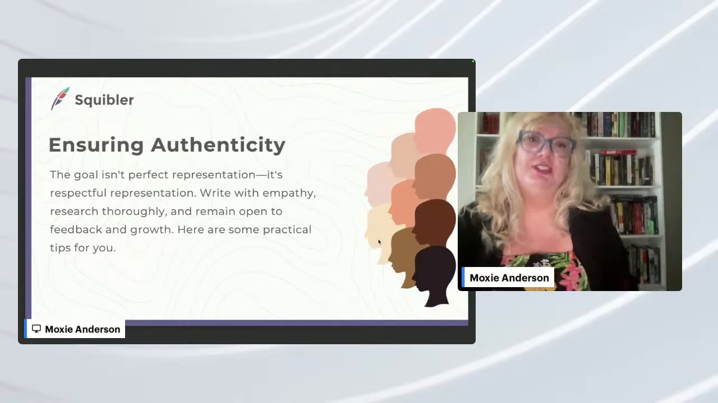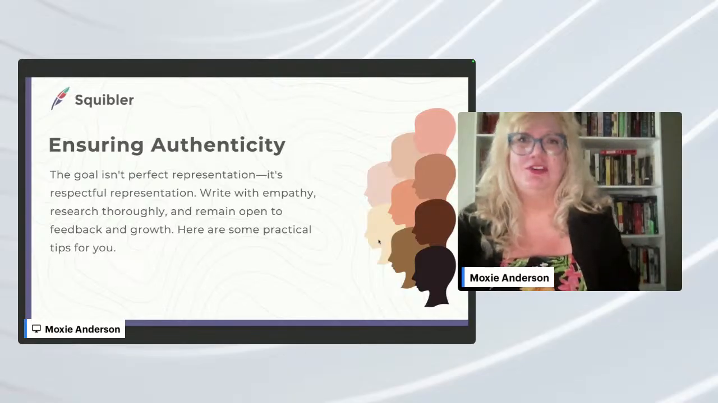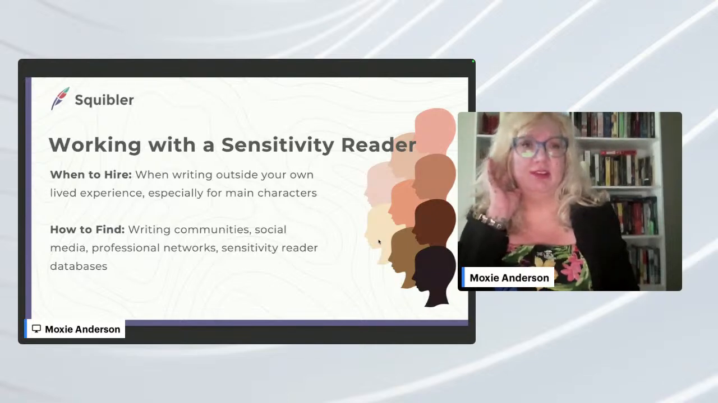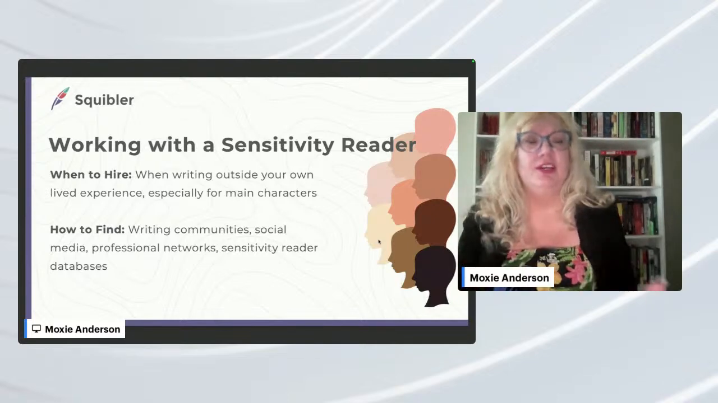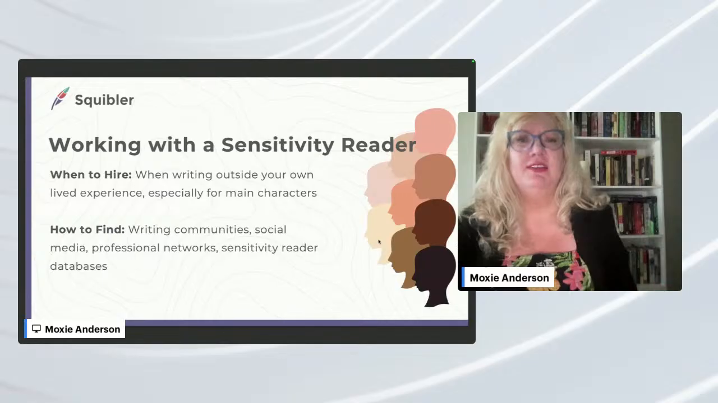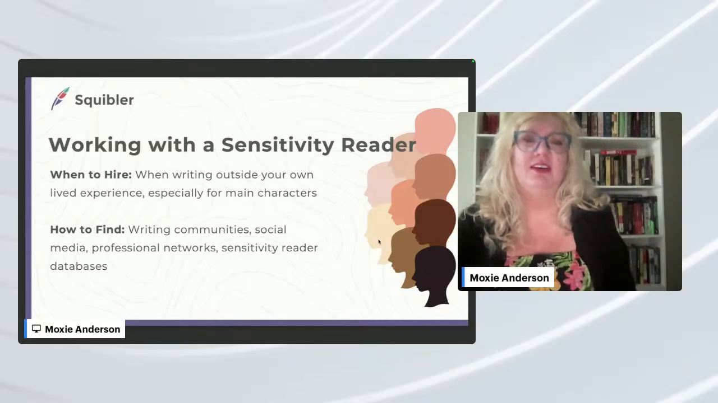And here are some practical tips for you as you're undertaking this journey. It might be a good idea to work with a sensitivity reader. And these are usually hired. You can look for these online. So when you're writing outside of your own experience, especially for your protagonist, it's probably a good idea to find someone in the culture you're writing about and ask for feedback. You can find these through writing communities, social media, professional networks, sensitivity reader databases, and so forth.